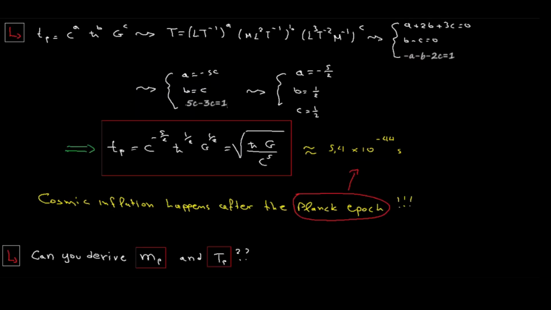So, can you now derive the Planck mass and the Planck temperature following a similar thought process? A helpful tip is that the Boltzmann constant should appear in any equation involving temperature. Take your time with algebra. Again, the solutions will be at the end of the video.